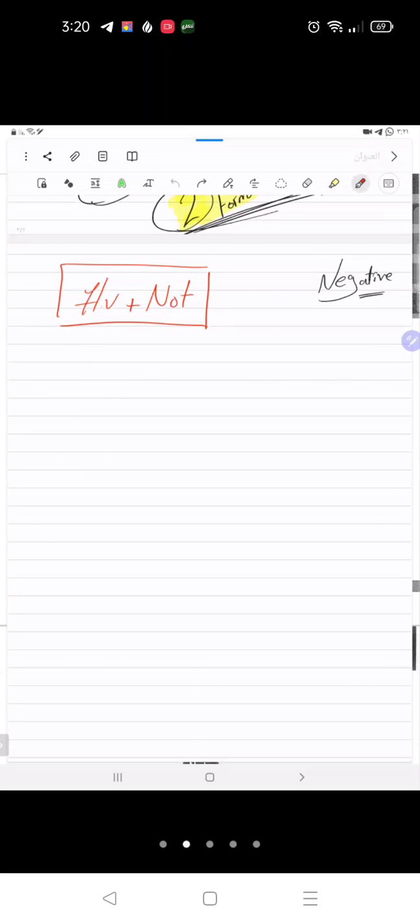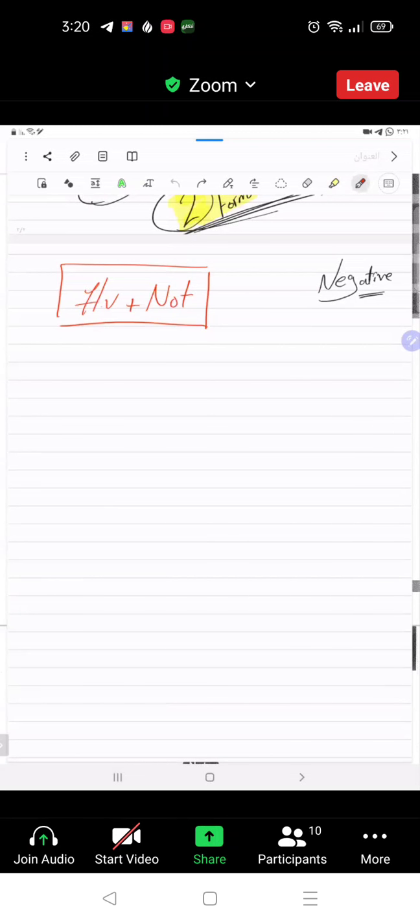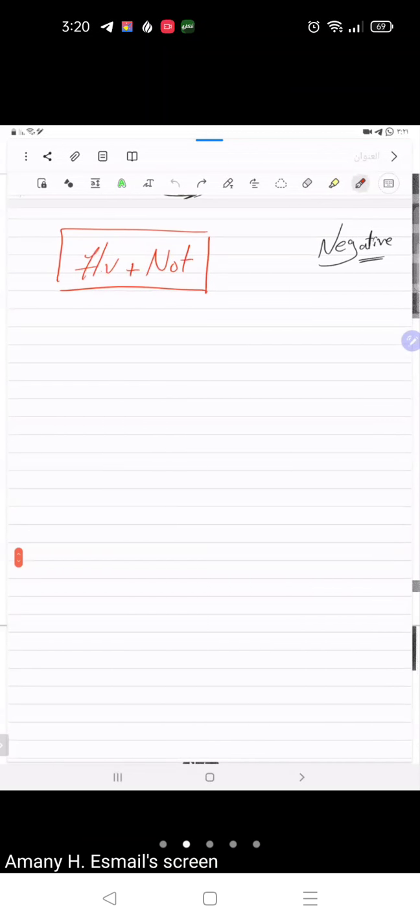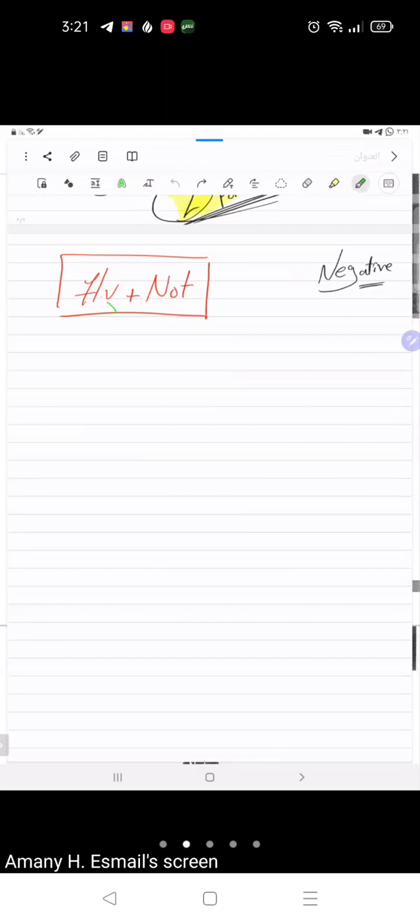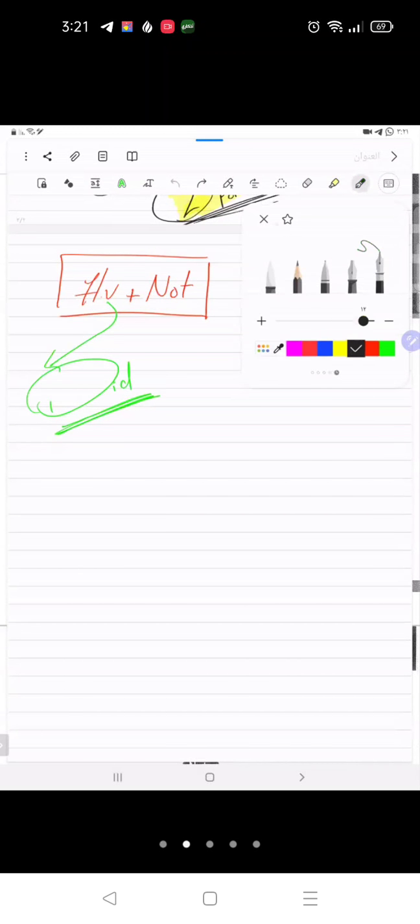Again, the helping verb which is used in the past simple. Will it be do, or does, or did? Did. Excellent. So it must be did. Okay, so the sentence will be like this.